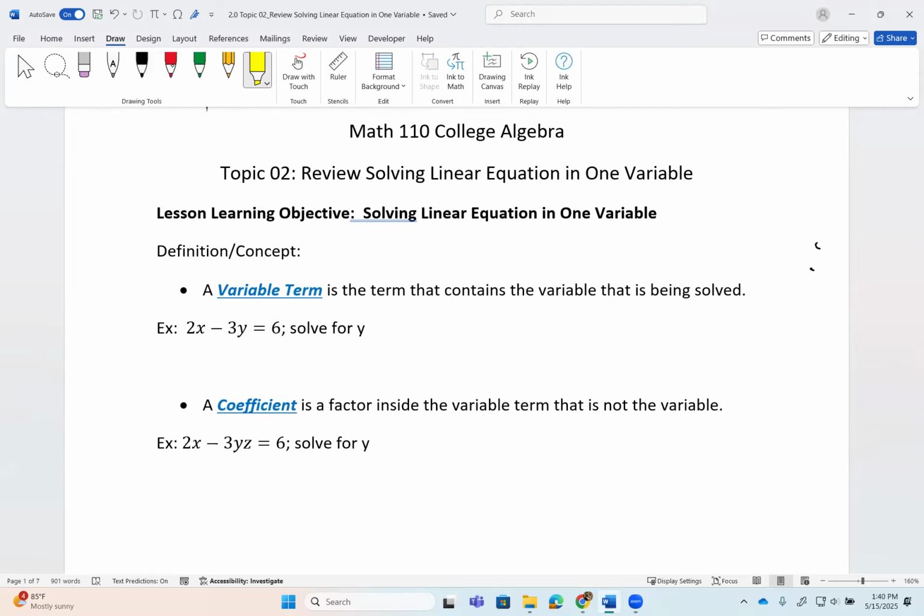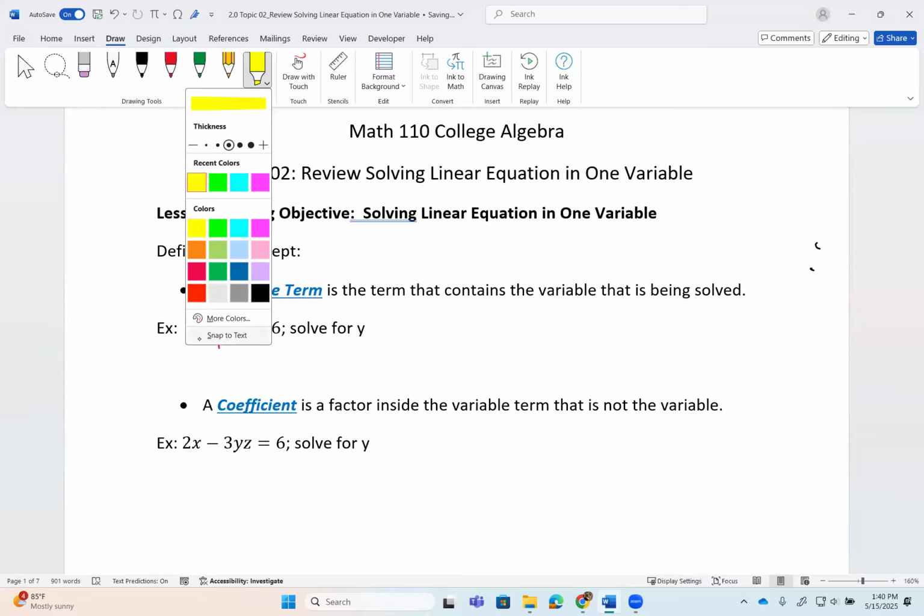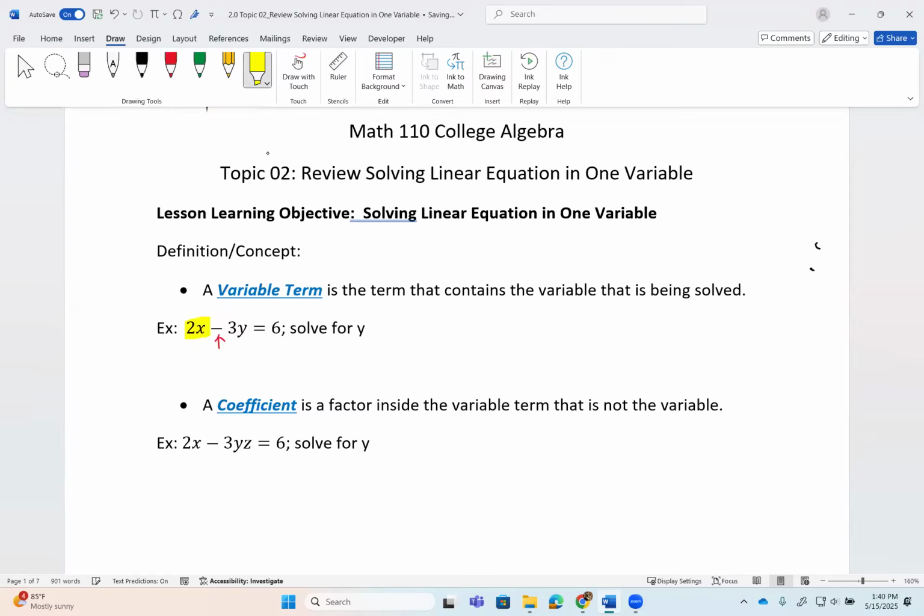So for example, if I have an equation, 2x minus 3y equal to 6, I know this is an equation because of the equal sign. All right, so solving for y. If I'm solving for y, y is my variable. On the left side of the equal sign, I see there is a subtraction sign separating two terms. So my first term is 2x. My second term, from the subtraction to the equal sign, I know 3y is a term.